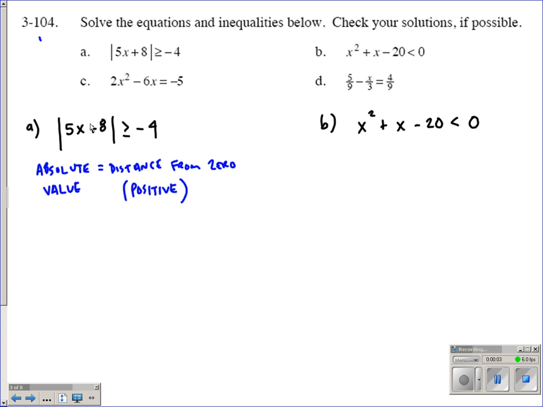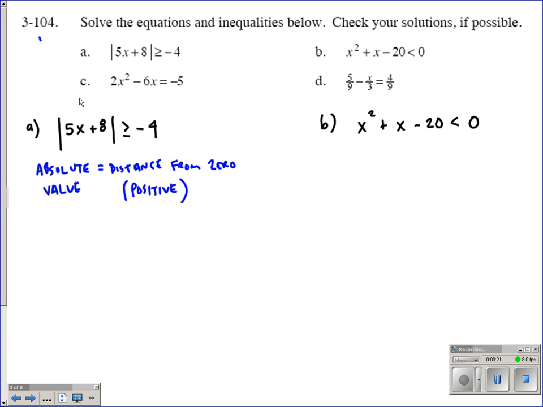Problem 3-104. Solve the equations and inequalities below. Check your solutions if possible. So we have A, B, C, and D, and each of these is a different type of equation or inequality.